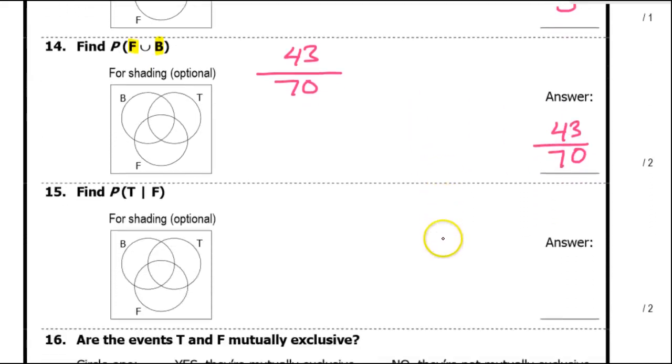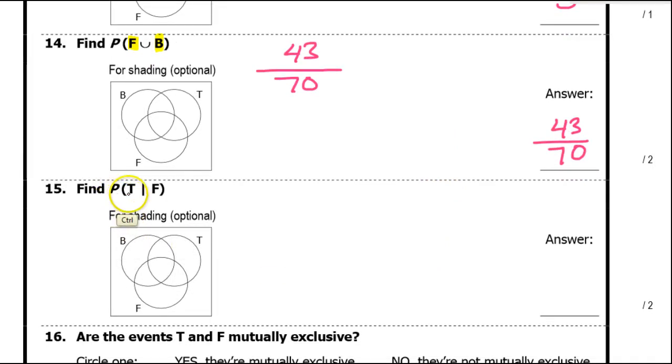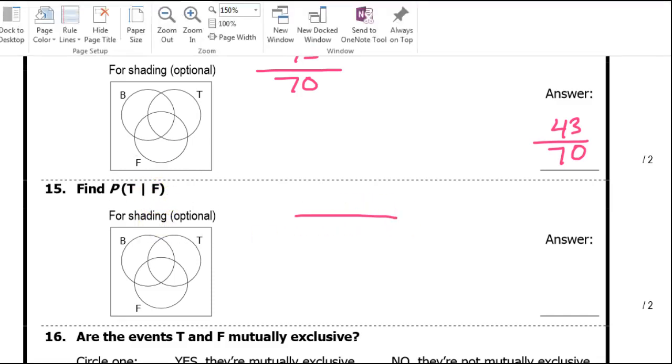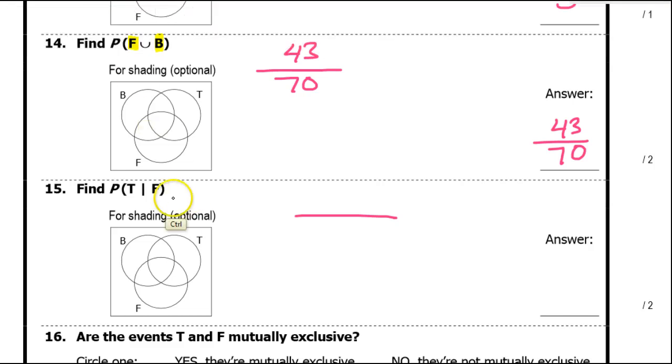Okay, what's next? All right, this says the probability of T given F. So this is target over total. This is a probability. I mentioned before that the reason why I love the given problems is that the given always turns out to be the new total. And the other number always turns out to be the target.